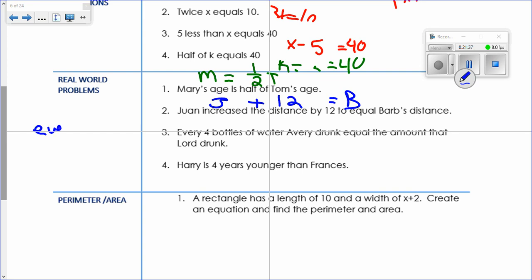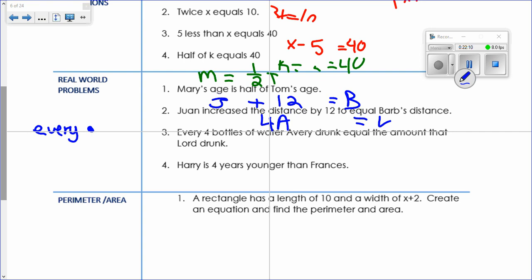All right. So the next one I will tell you is a multiplying problem. Every means multiplication. You're multiplying things. So every 4 bottles of water that Avery drunk equal the amount that Lord drunk. So I'm going to write an equation here. So 4 times what? What do you want to use? A. 4 times A, you can do 4A and just put them together, or you can do a symbol, equals L.